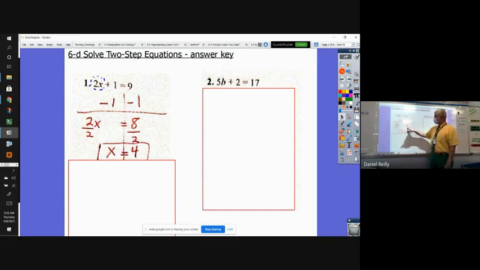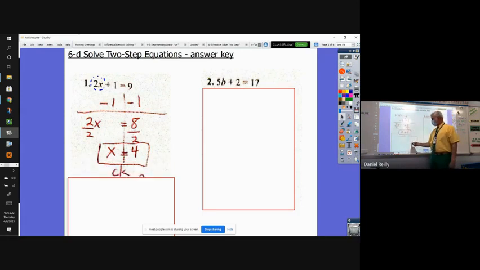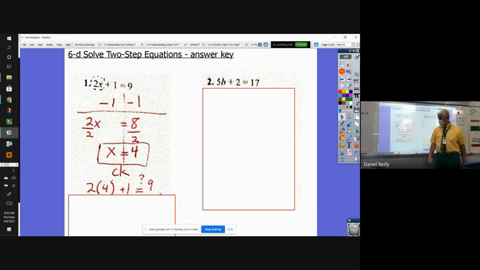Let's check it. So I'll rewrite the equation with 4 instead of x. This is the required start of the check. I put a question mark on the equal sign because I'm not sure these are equal. I'm trying to find out. So I'm going to simplify both sides. This side is just 9.